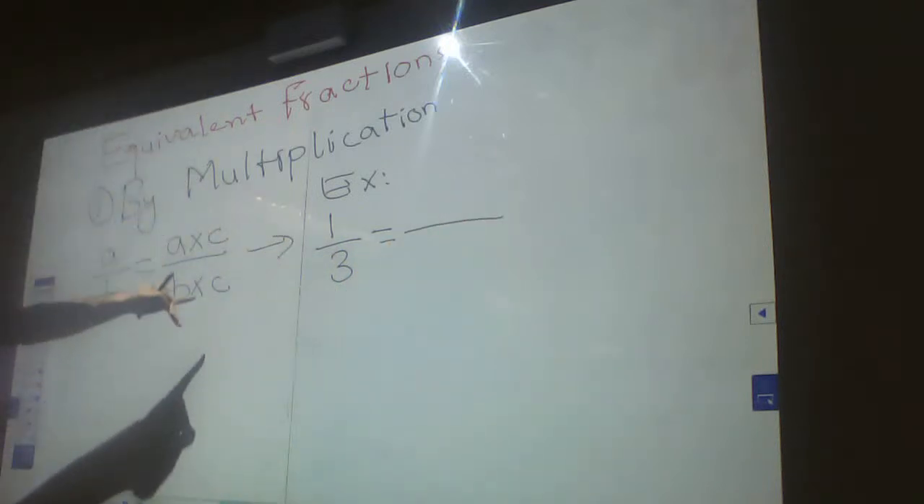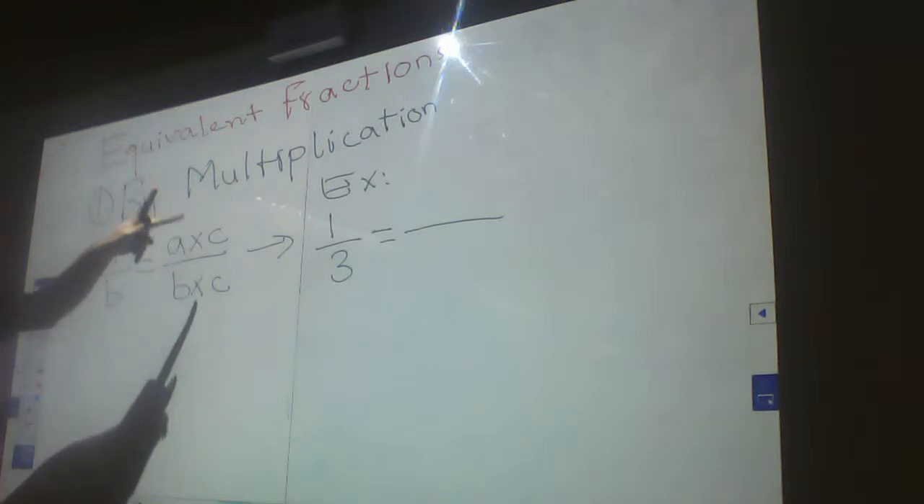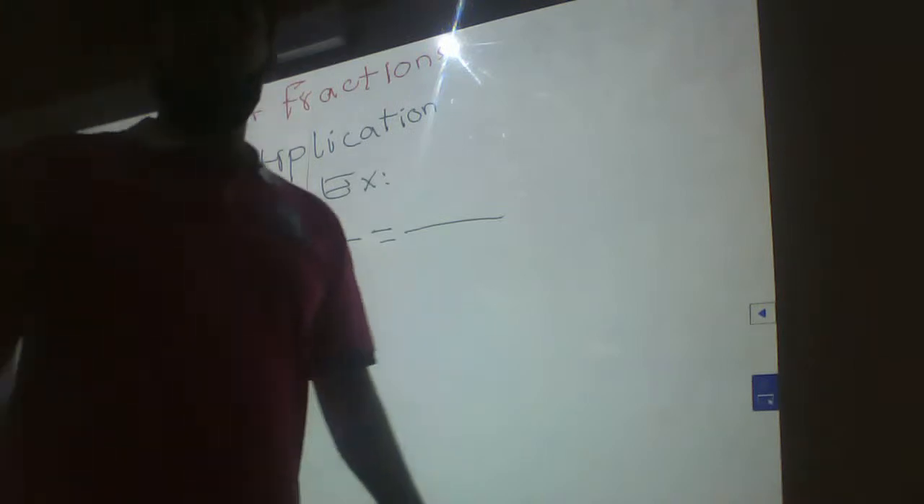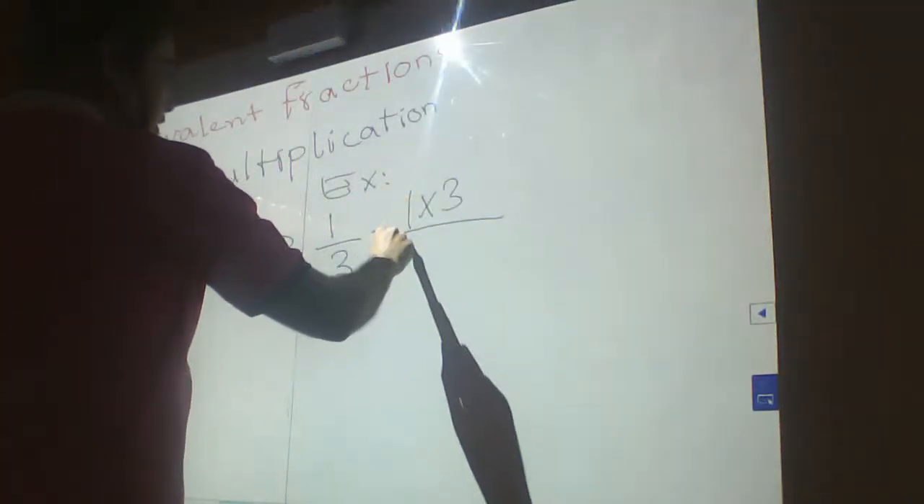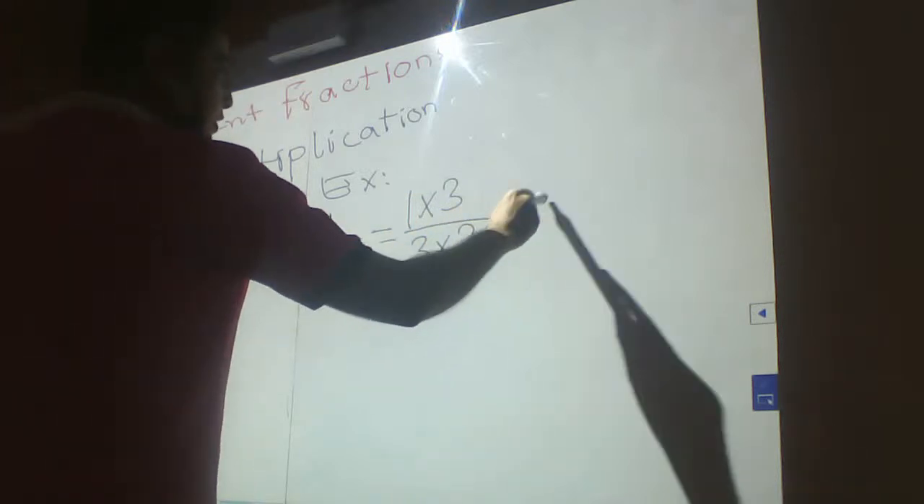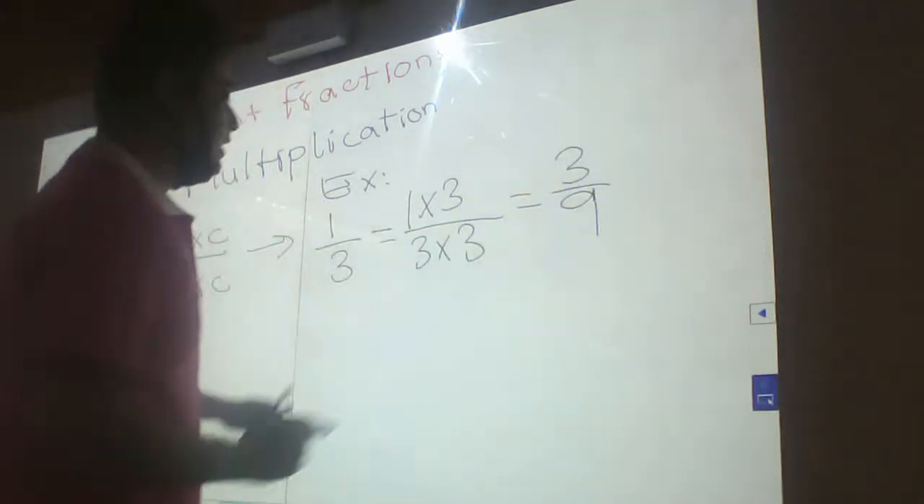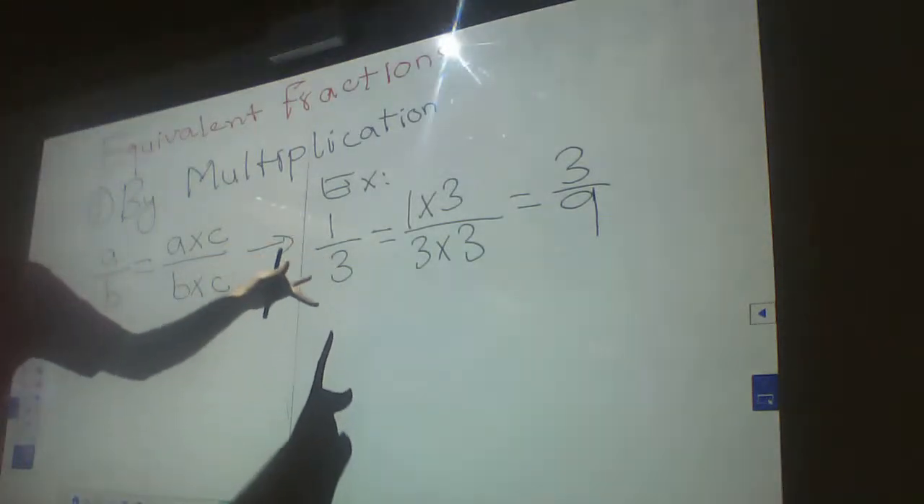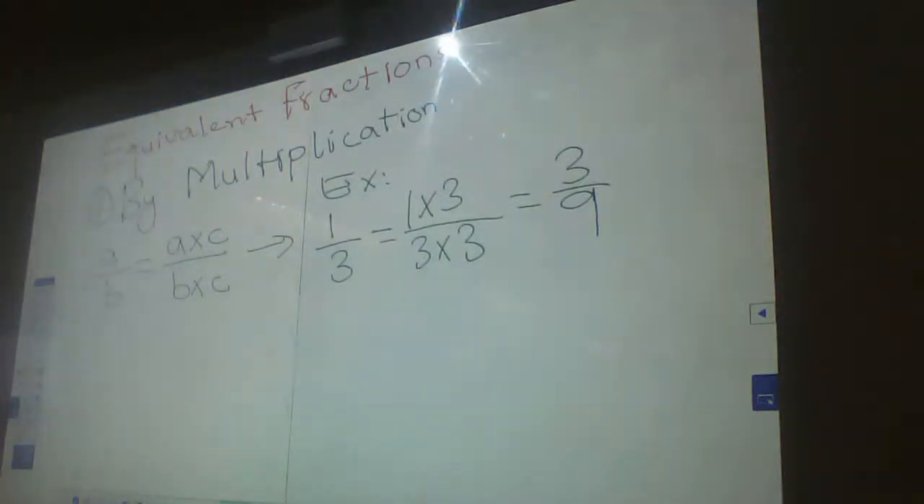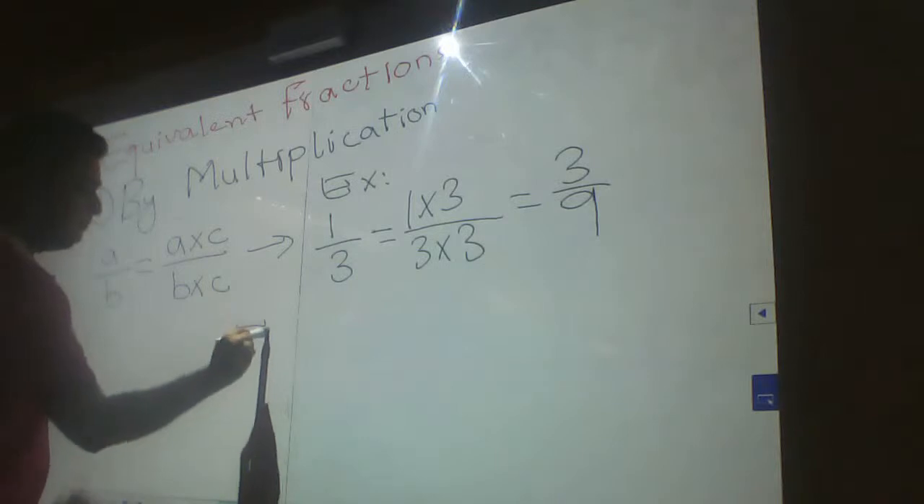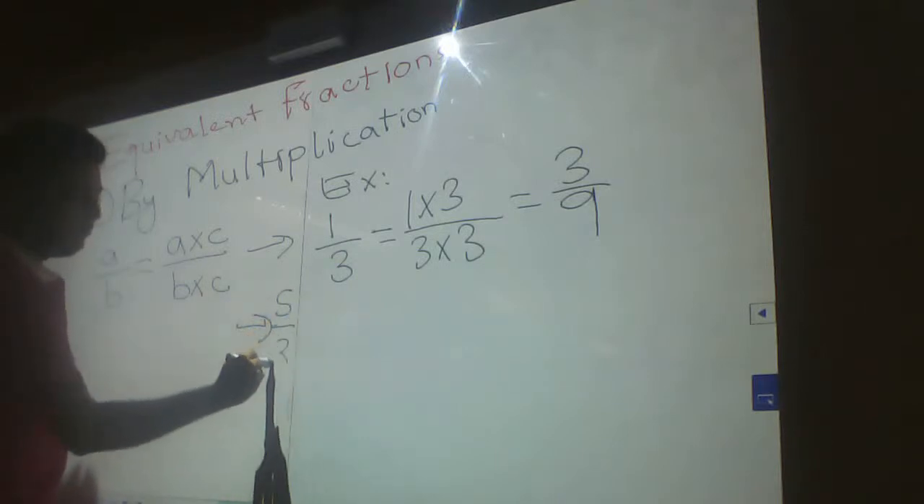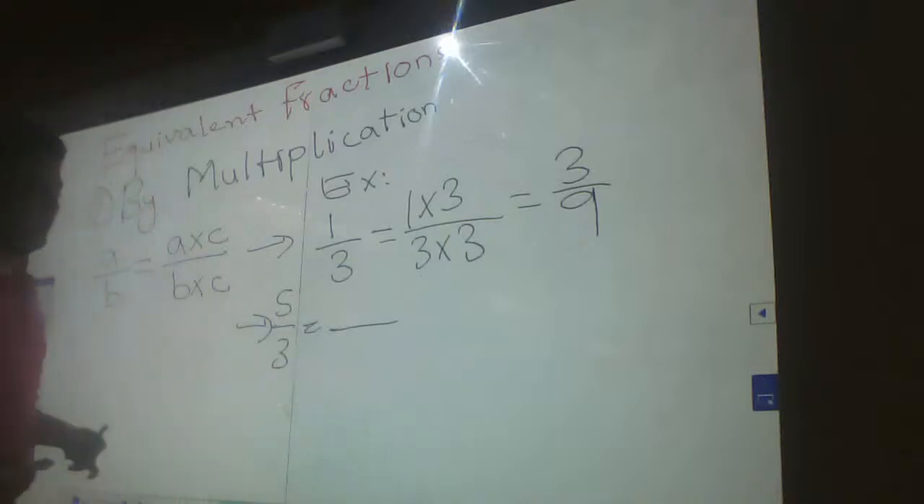So c can take any number, but we multiply both the numerator and the denominator. Let's say I want to multiply by 3. Okay, 1 multiplied by 3, 3 multiplied by 3. So it is 3 over 9. So 1 over 3 is equal to 3 over 9. These are equivalent fractions. Right? Let's see one more example. If we have 5 over 3, now what will be an equal fraction? Any number.